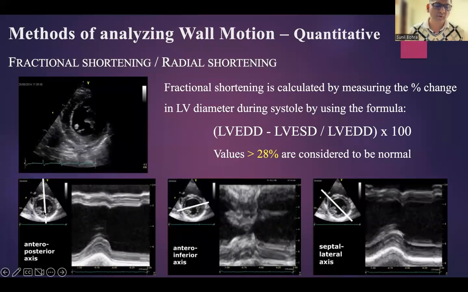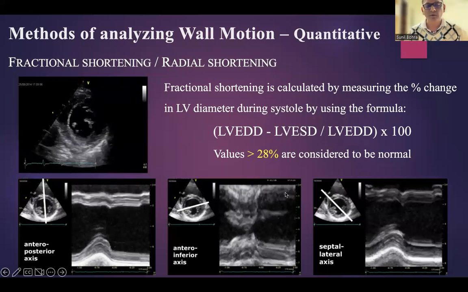Hypothetically, we can take any of these axes, whether it is the anterior-posterior axis, the anterior-inferior axis or the septolateral axis, anything we can take. But again, this is not useful in an abnormal LV. It is more useful in a normal LV.